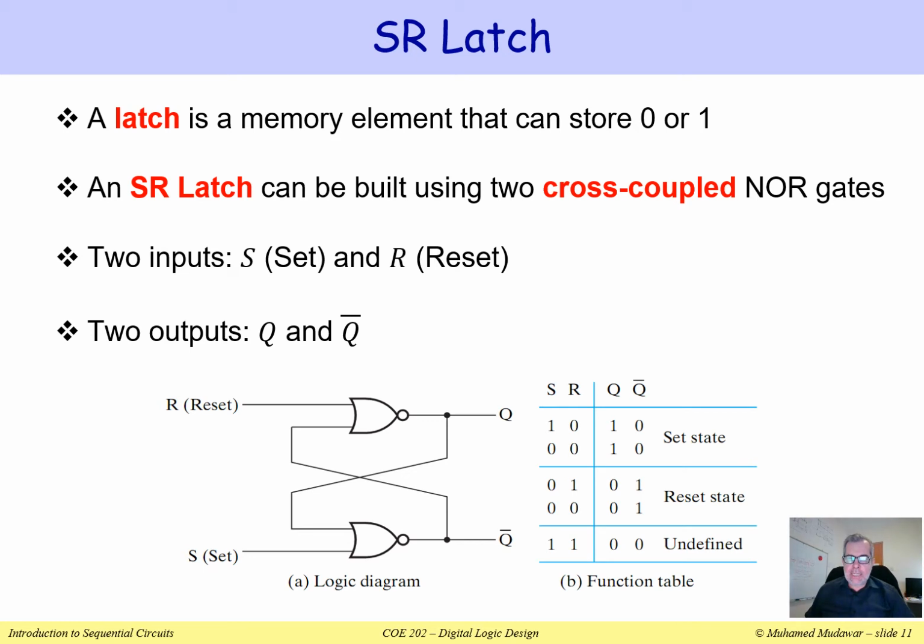Notice that the latch is implemented using two NOR gates, and these two NOR gates are cross-coupled. It means that the output of the first NOR gate is connected to the input of the second NOR gate, and the output of the second NOR gate, which is Q prime here, is connected to the input of the first NOR gate. So by doing this cross-coupling of the NOR gates, we are implementing an SR latch.